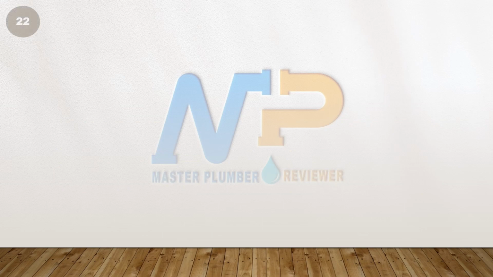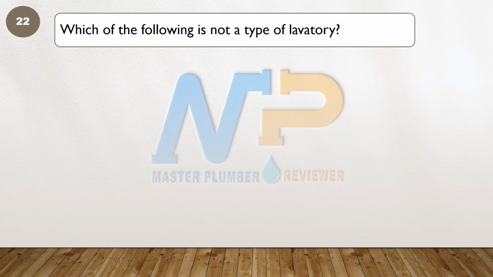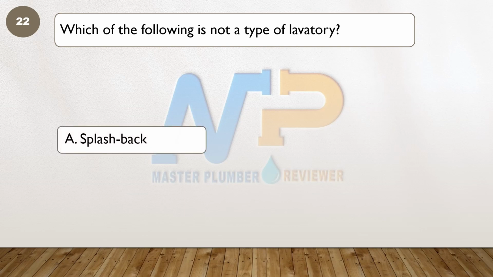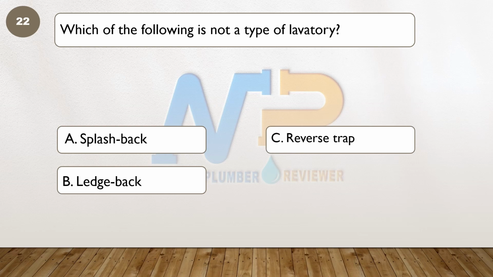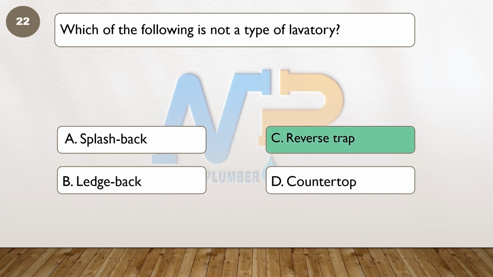Number 22. Which of the following is not a type of lavatory? A. Splashback. B. Ledgeback. C. Reverse trap. D. Countertop. The answer. It's C. Reverse trap.